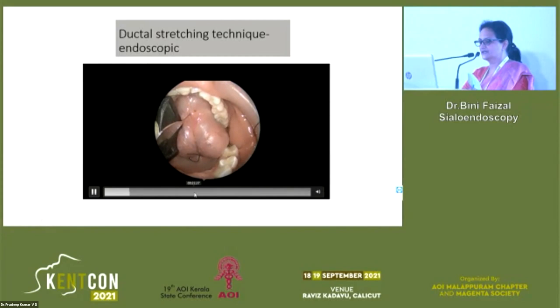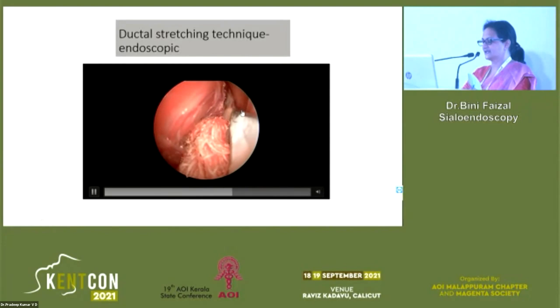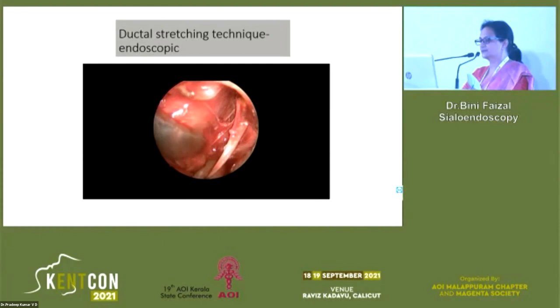Just how I showed, the lingual nerve is isolated, and this is a duct with the calculus at the hilum. You will be able to dissect it. Especially if the calculus is palpable, you can remove it this way.